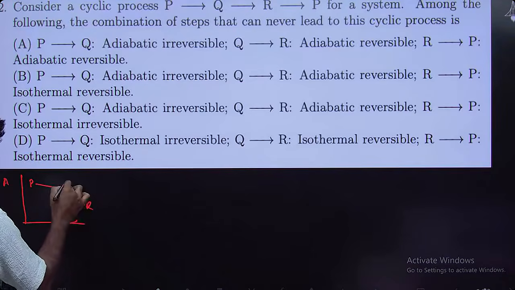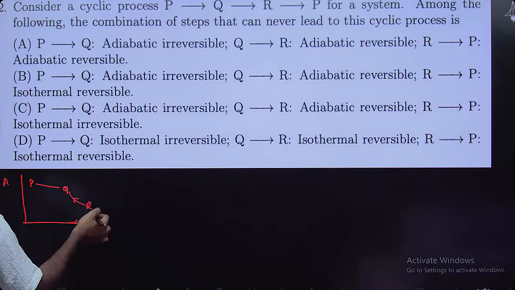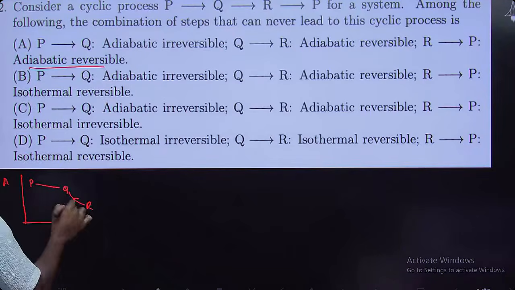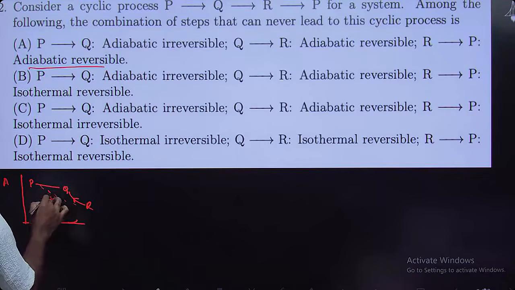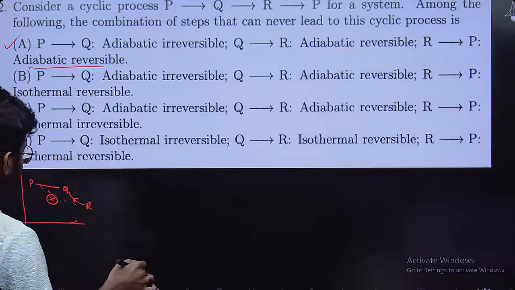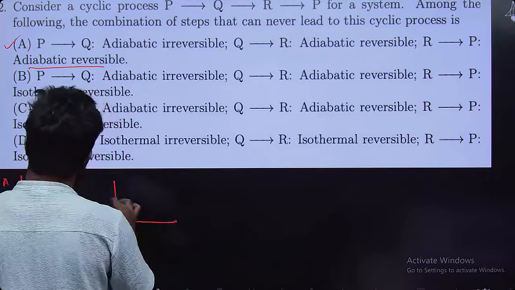See, when you came from Q to R, it was adiabatic reversible expansion. Now they are saying that again do adiabatic reversible compression, so it will trace back you to Q, not to the P. So this is not possible here. That is why option A is the one that will not give you the cyclic work.